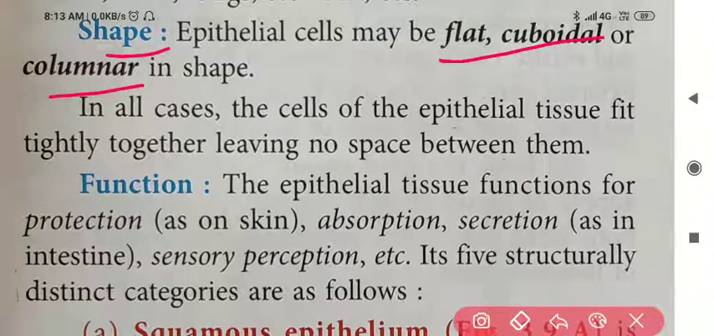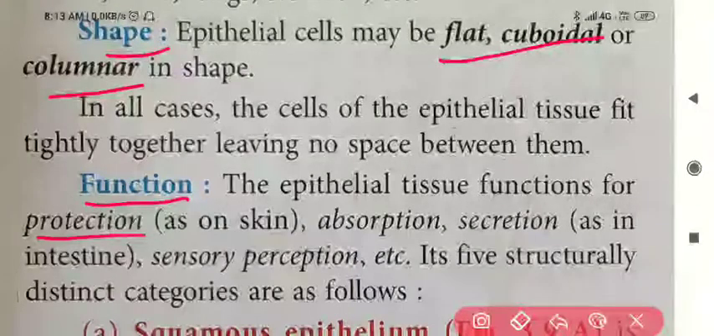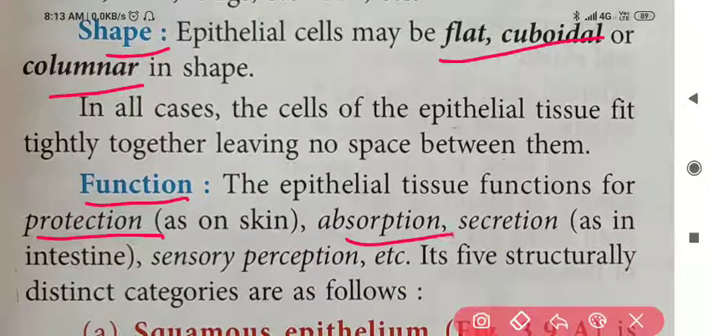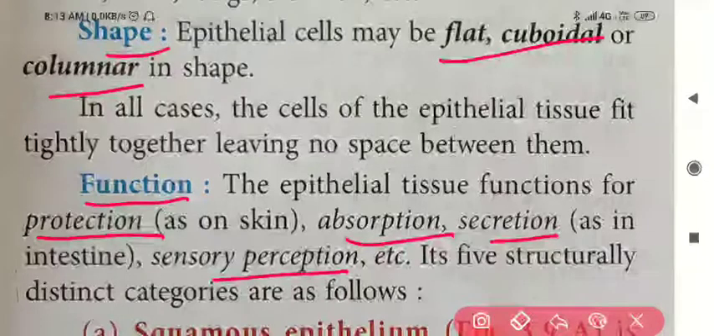Now you have to write the function of this epithelial tissue. Epithelial tissue functions for protection, absorption, secretion, and sensory perception. Clear? So these are the functions of epithelial tissue.